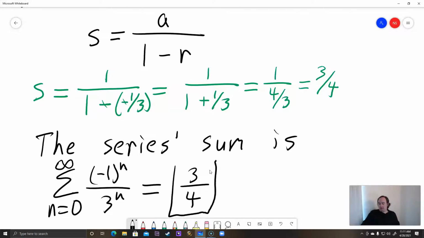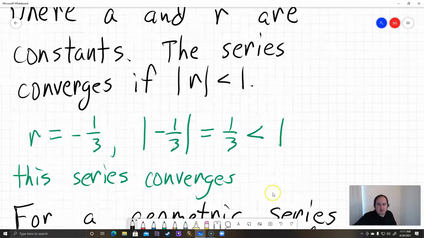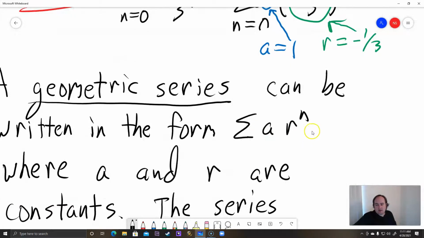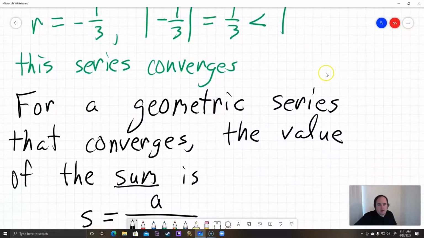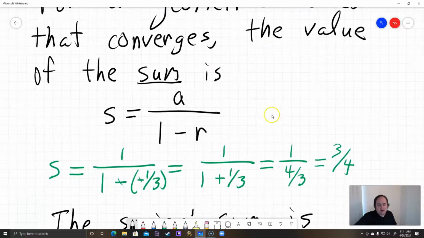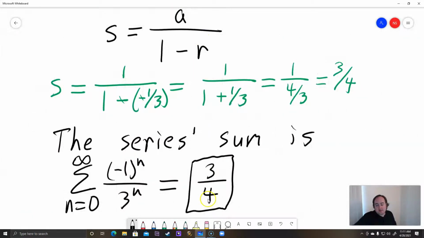That whole thing, adding up all the terms going all the way up to infinity, is going to be 3/4. And that's the nice thing about geometric series: not only are they really common in applications in science, but they're also pretty easy to work with. Once you can write it in the form the sum of A times R to the n, and you can identify what A and R are, then you know whether it converges or not, and you can just plug into this formula, which is an easy formula for calculating the sum. So cool. That's our first example.